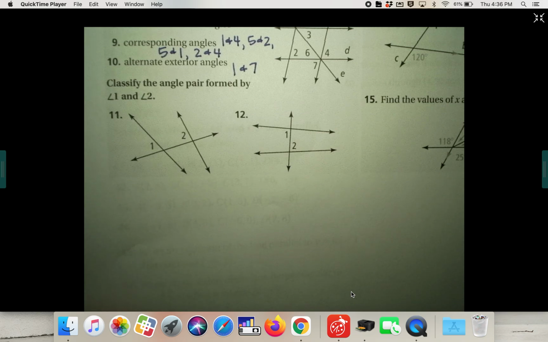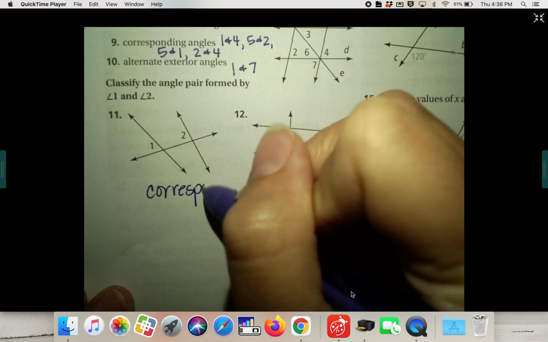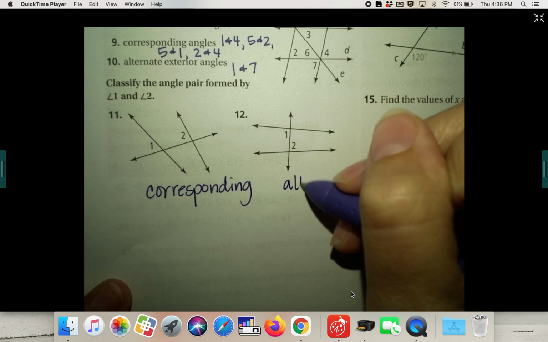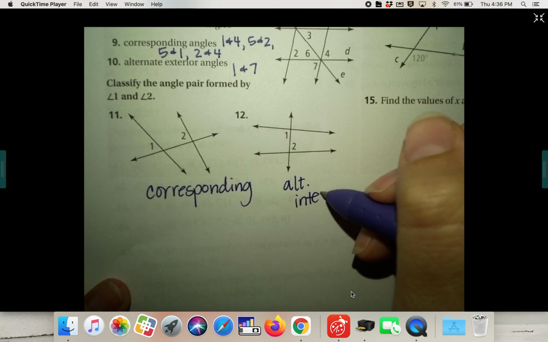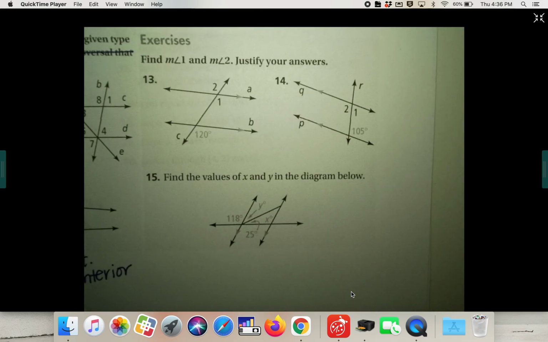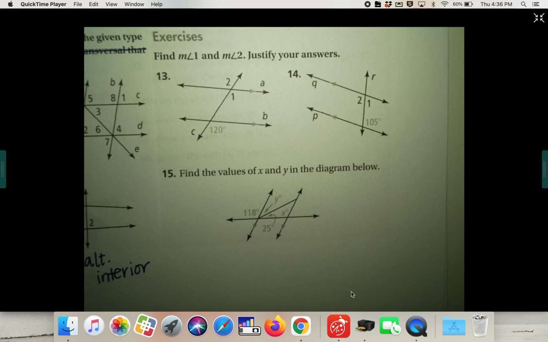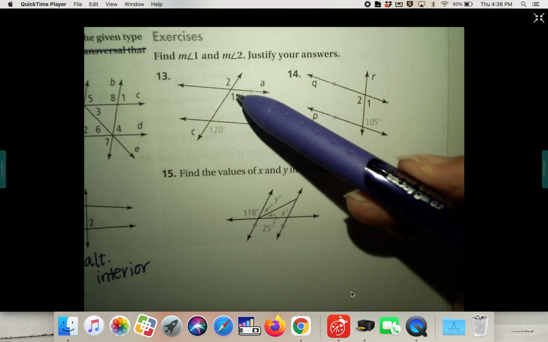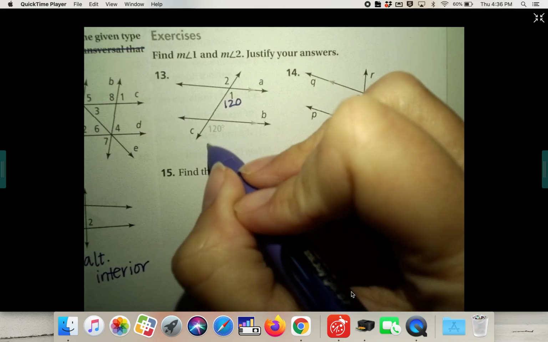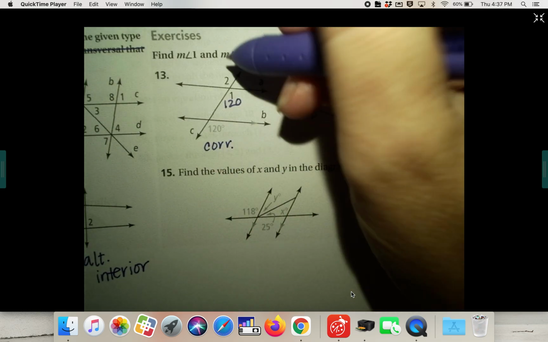The relationship between angles 1 and 2 in number 11 is that they are corresponding. The relationship in number 12 between 1 and 2 is they are alternate interior. I'm abbreviating that. Back up here to number 13. Find the measure of angle 1 and 2 and then justify your answers. So 1 would be 120 and my justification is that these are corresponding. I'm abbreviating that.